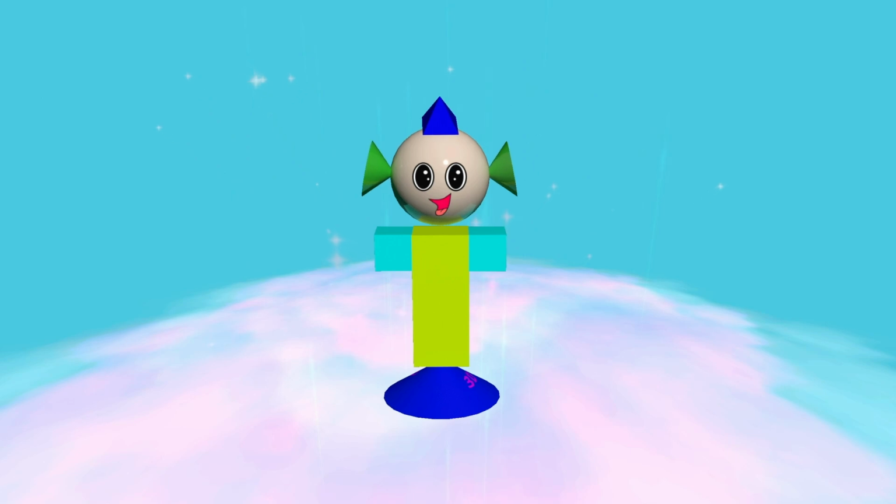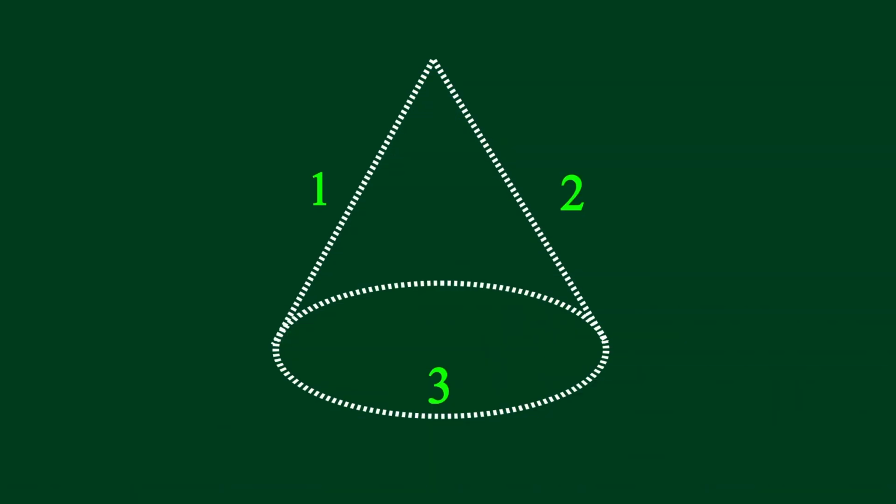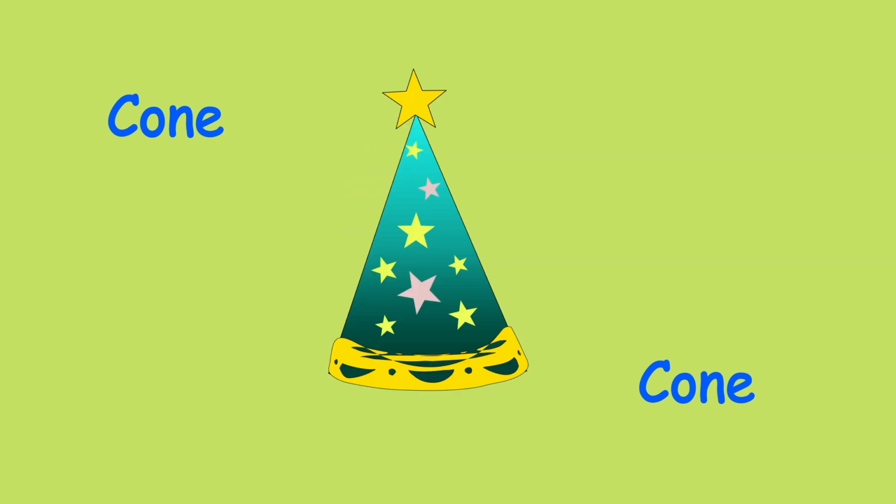Here comes the cone. A cone has a circular base that tapers to a point called the apex. Cone. It looks like an ice cream cone or a party hat.